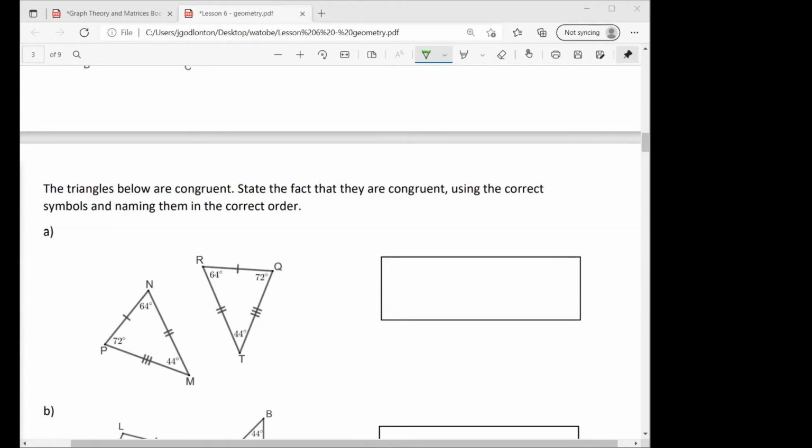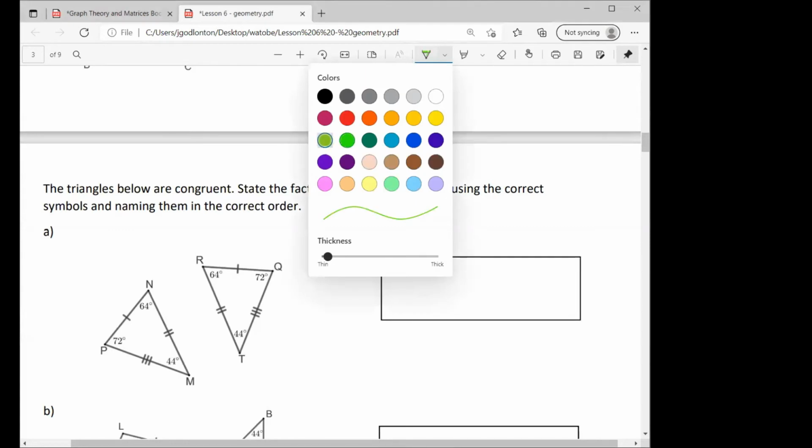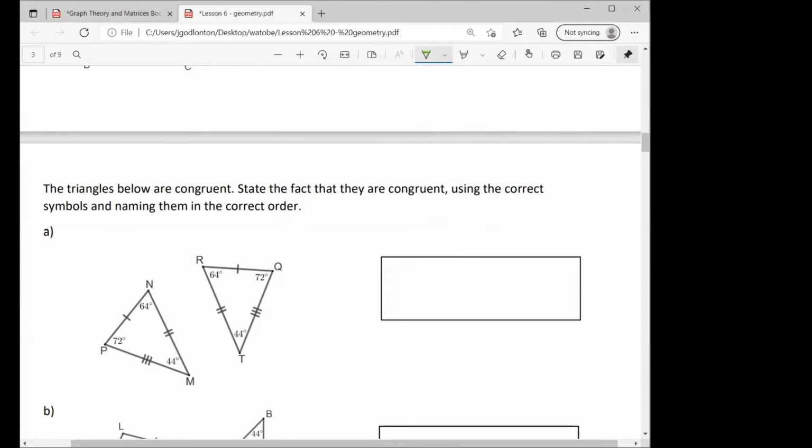Okay, let's have a look. So, triangle. I'm going to go with NPM only because that's what most of you have done. So I think it'll be easier for you to know whether you're right or wrong. N is 64, and that's the same as the 64, which is R.